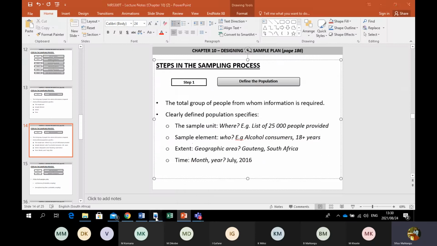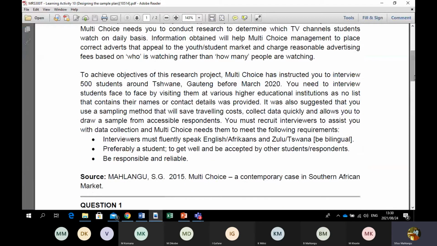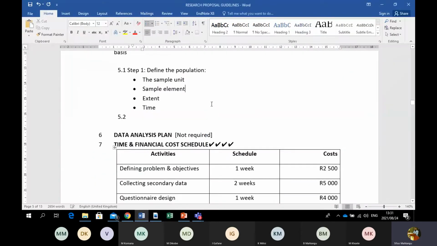So if we read our case study about students here, first of all, they've indicated we need to interview 500 students around Tshwane. You need to interview students face to face because there are no contact details. So we can start answering our sampling plan.